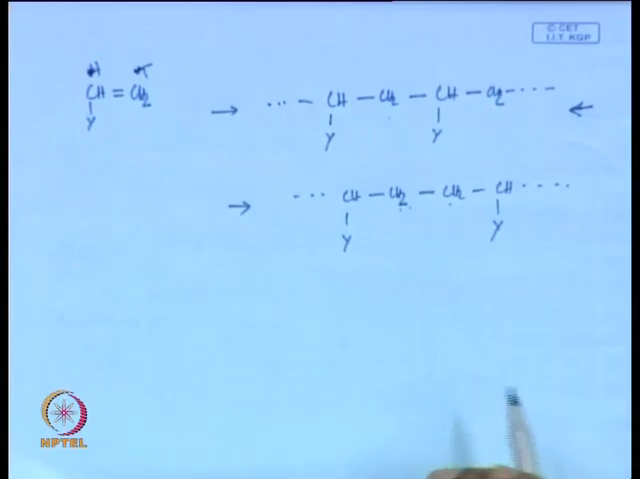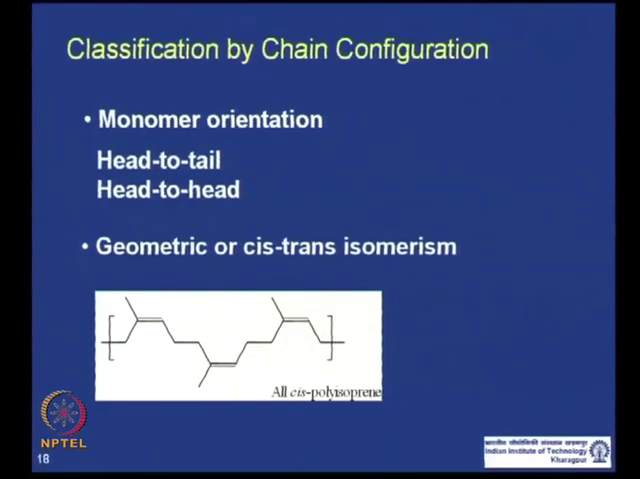You can have polymers as geometric isomers, like in this case cis-polyisoprene, where all the monomers are arranged in a cis arrangement. Now, you can have them in a trans arrangement or a cis-trans arrangement as well. So, that gives you geometric or cis-trans isomers.